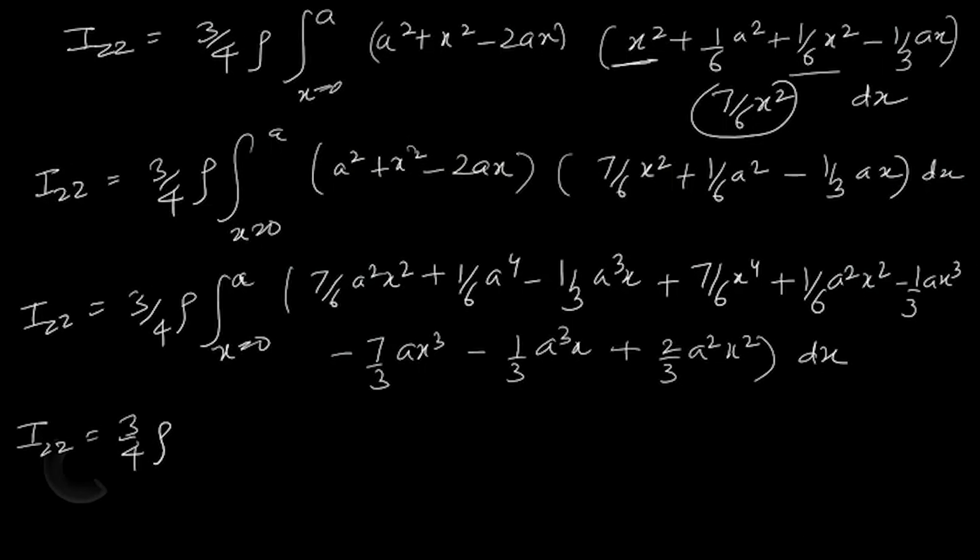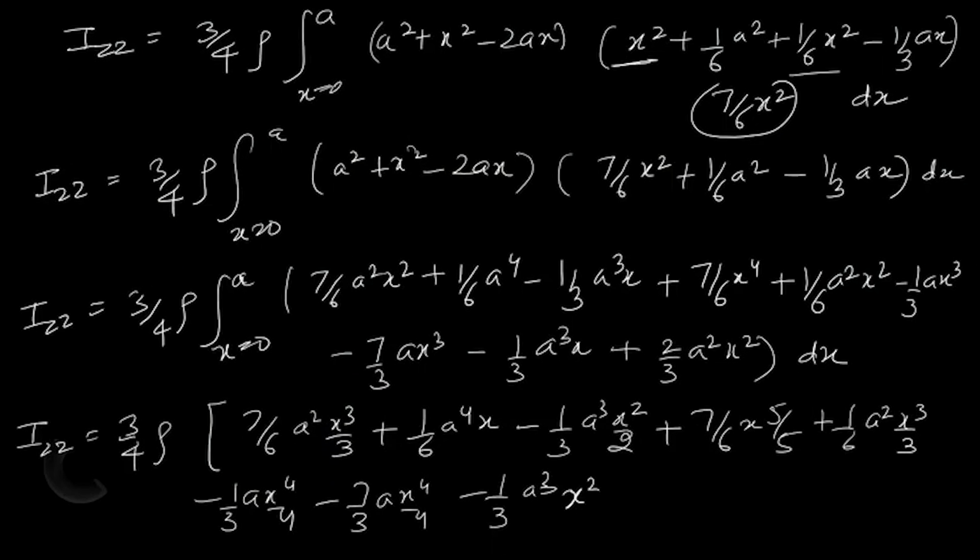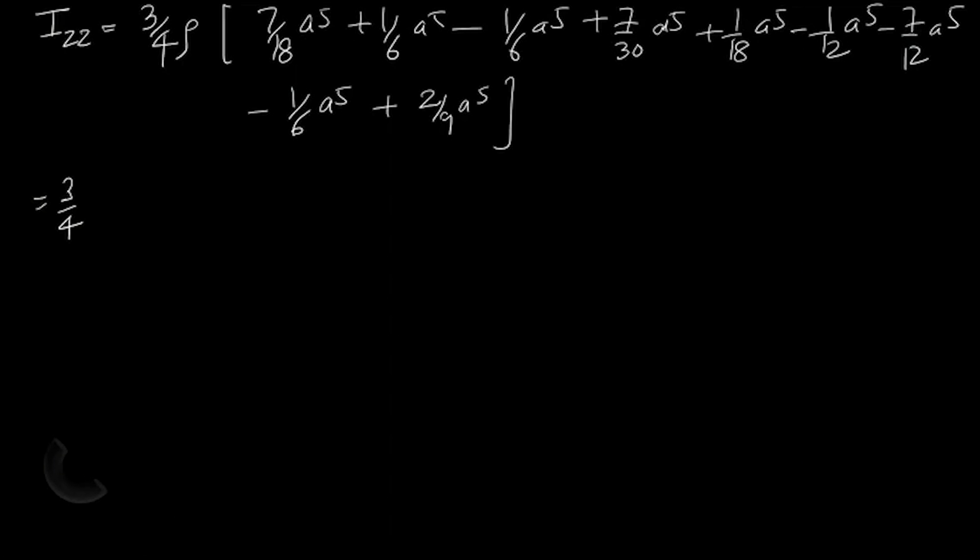So let's integrate with respect to x. So we have 3 over 4 rho, 7 by 6 a squared x cubed by 3 plus 1 over 6 a to the power 4 x minus 1 over 3 a cubed x squared by 2 plus 7 by 6 x to the power 5 plus 1 over 6 a squared x cubed by 3 minus 1 over 3 a x to the power 4 by 4 minus 7 by 3 a x to the power 4 by 4 minus 1 over 3 a cubed x squared by 2 plus 2 over 3 a squared x cubed by 3, and then putting the limits 0 to a. So this is the expression we will get after putting the limits.